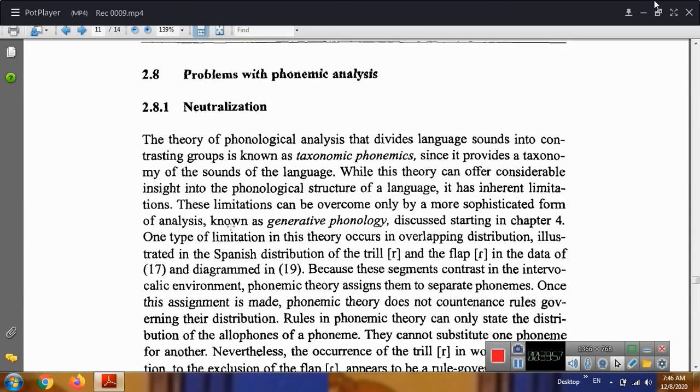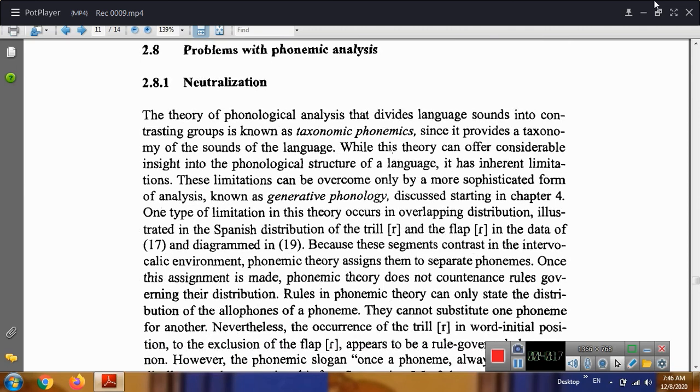As I told you, we had some problems with the phonemic analysis. One of those problems was about neutralization. I told you about two problems, which we solve in generative phonology.